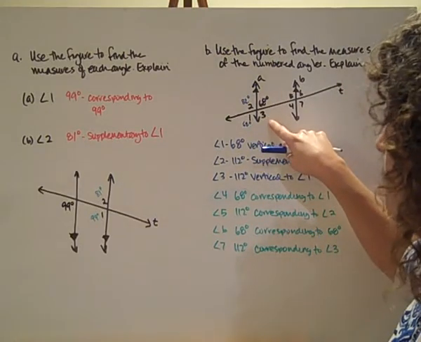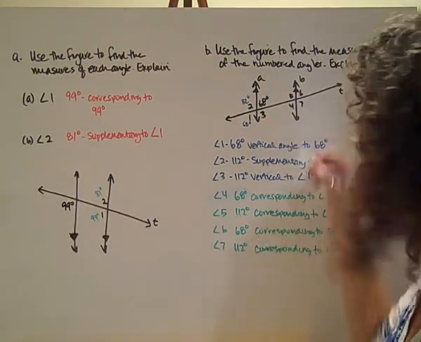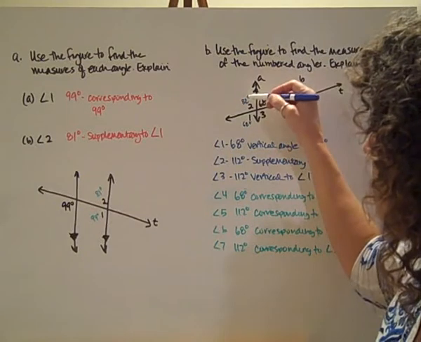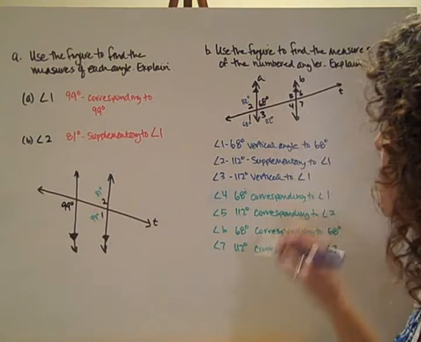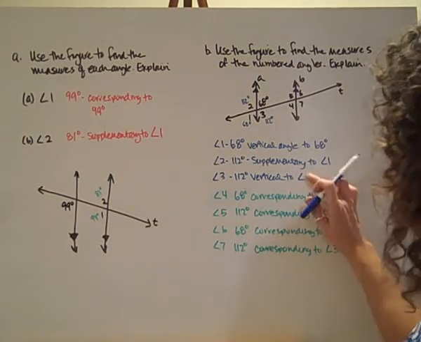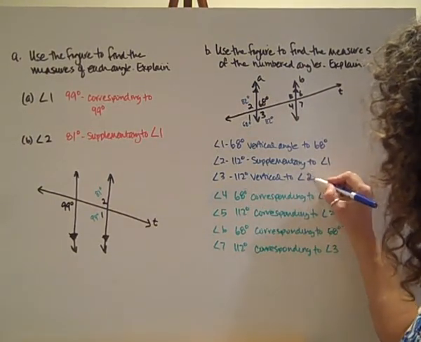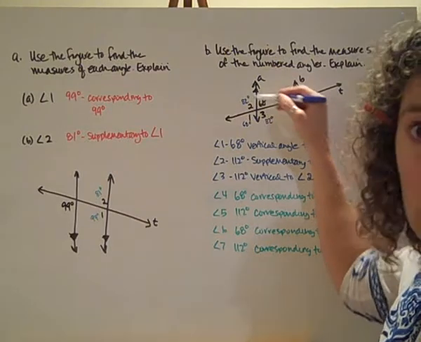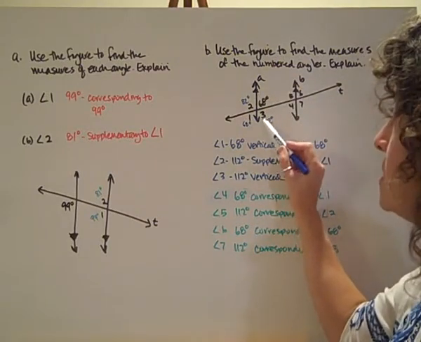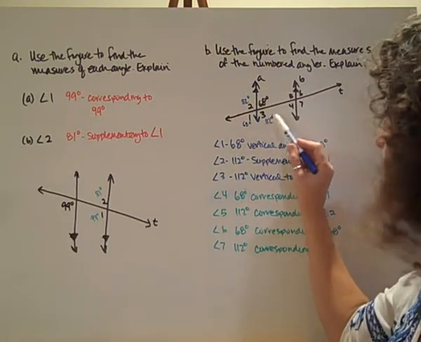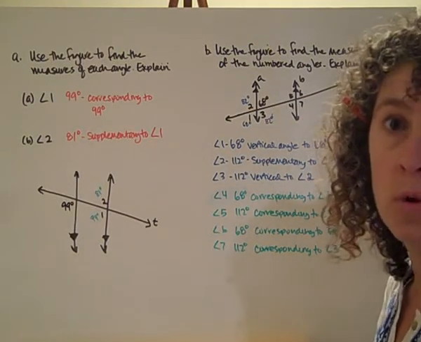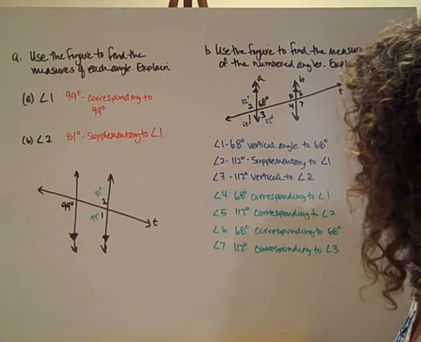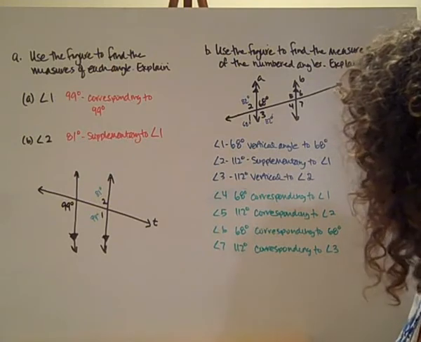Angle 3 over here, I can talk about it a few different ways. It is vertical to the 112 angle. So I know it is 112 degrees because it's vertical to angle 2, not angle 1. It's vertical to angle 2. I could have said that it's supplementary to angle 1. That would have worked. I could have said it's supplementary to 68 degrees. All of those would have worked as explanations for why angle 3 is 112 degrees.